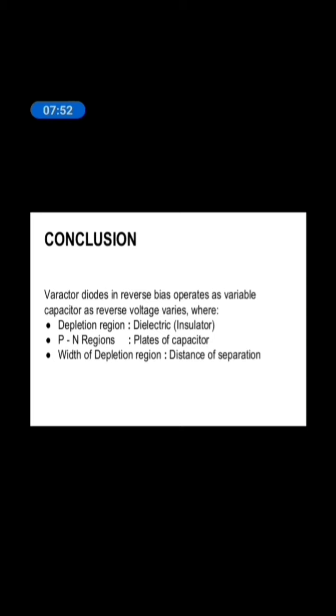Conclusion: a varactor diode in reverse bias operates as a variable capacitor as the reverse voltage varies, and the depletion region is equivalent to the dielectric, and the P and N regions are equivalent to the plates of the capacitor, and the width of the depletion region is equivalent to the separation between the plates.